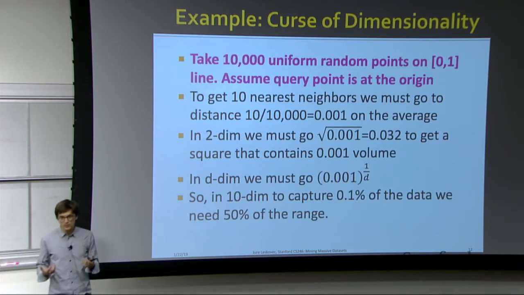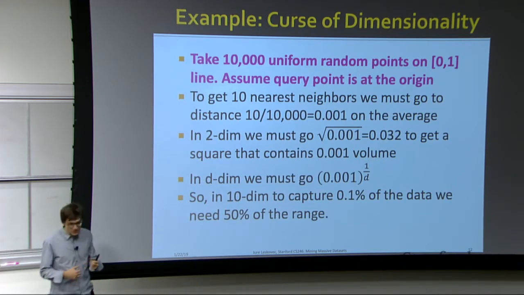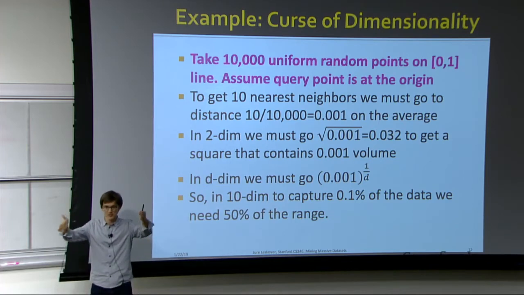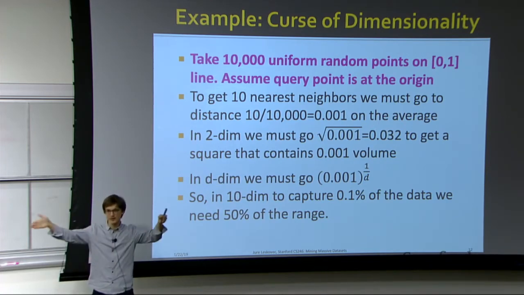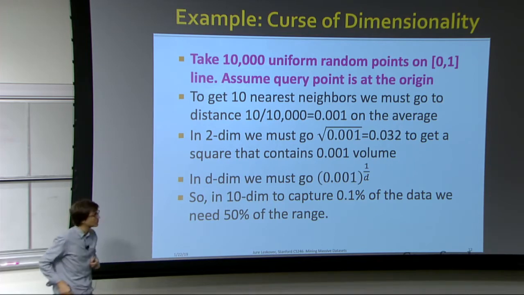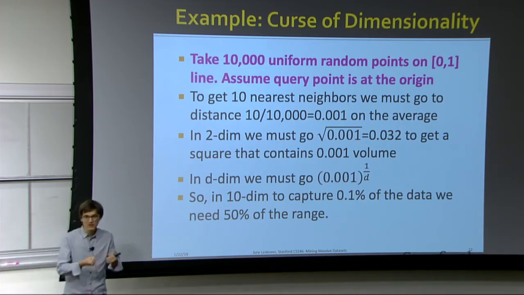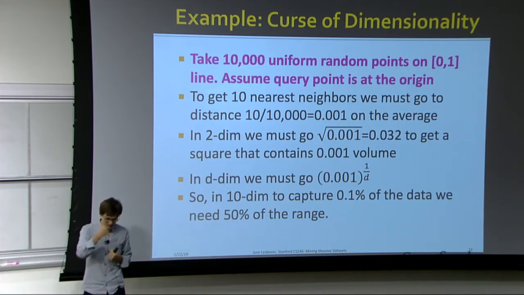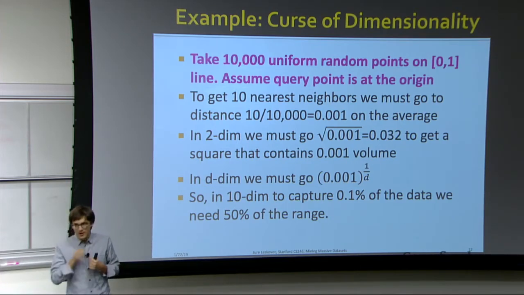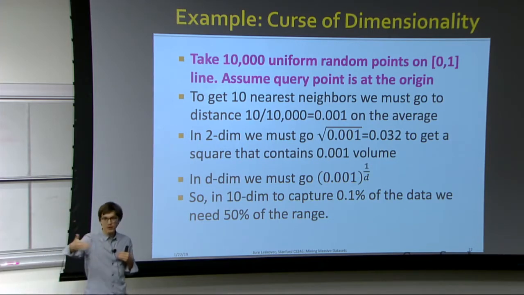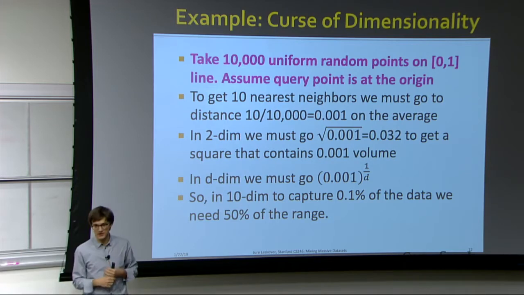So here is one way to think about this. Imagine I take 10,000 points, and I randomly put them on a 0 to 1 interval. So I'm in one dimension. Every point has a value between 0 and 1 assigned to it. And imagine I want to do a nearest neighbor query, where the query point is at the origin, at coordinate 0. Now I'm asking, how far away do I have to go from 0 to get the 10 nearest points?